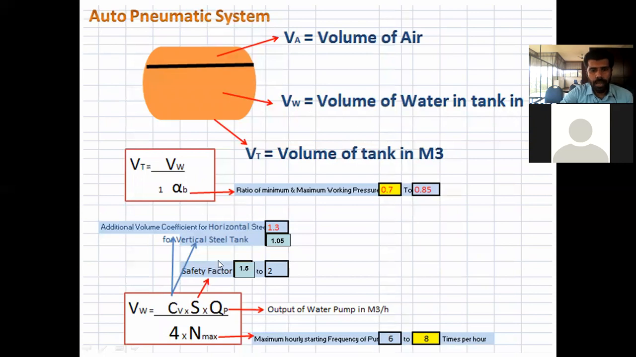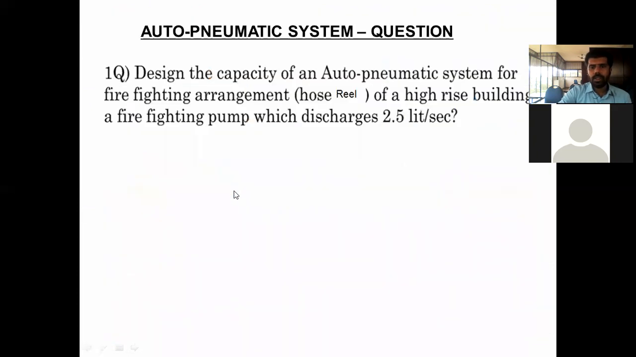So this is the formula. This is the formula we have seen: VT equals VW divided by 1 minus sigma B. Then VW is equal to CV times S times QP times 4 times N max. That we have seen. So this is the question.